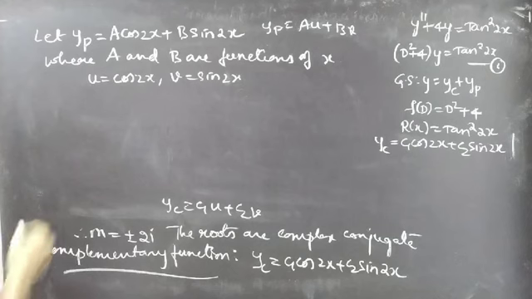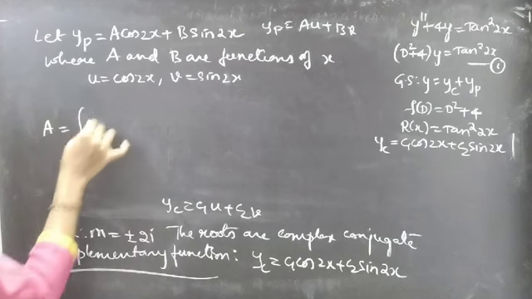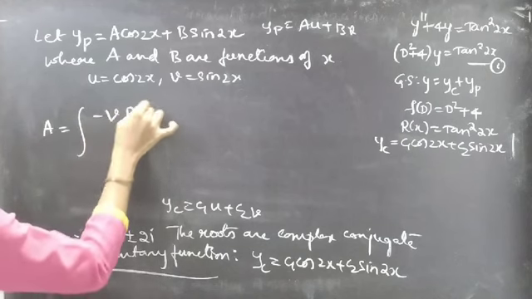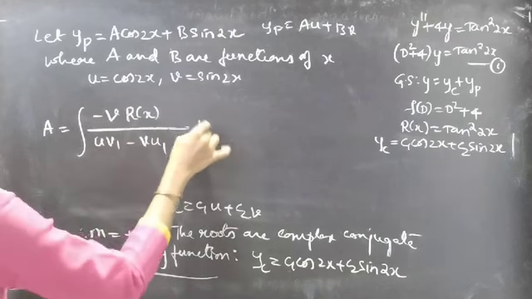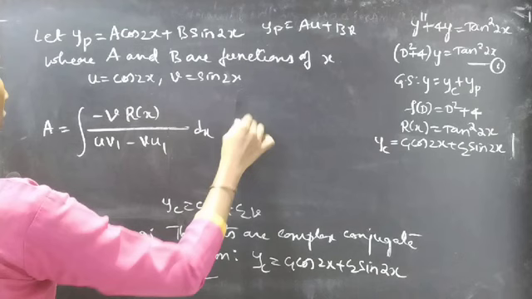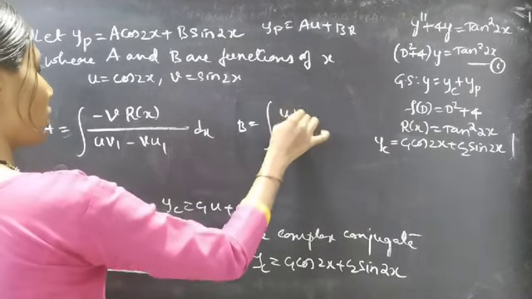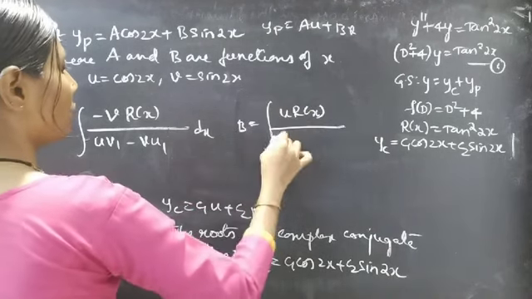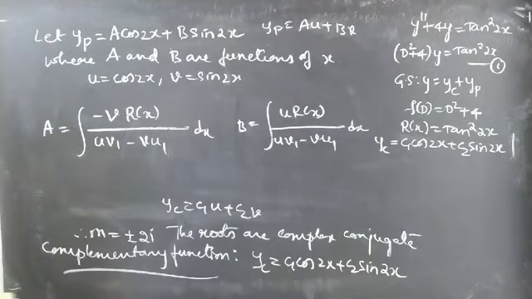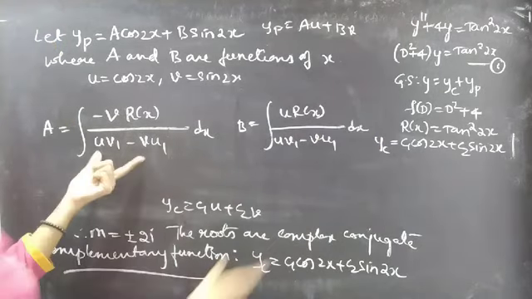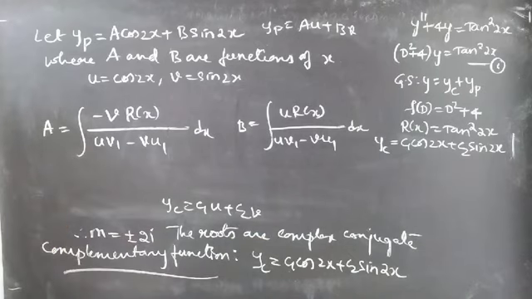Okay, and we'll find a using the integral of minus v into r of x by uv1 minus vu1 into dx, and we'll find b using the integral of u into r of x by uv1 minus vu1 into dx. Okay, if you observe, we have uv1 minus vu1 in both the formulas. So firstly we'll find uv1 minus vu1 and later we'll go for a and b using the formula. Okay, let's begin.